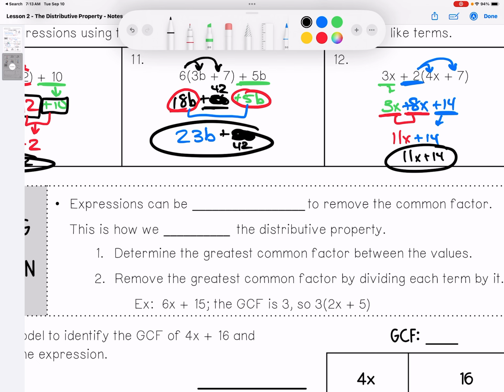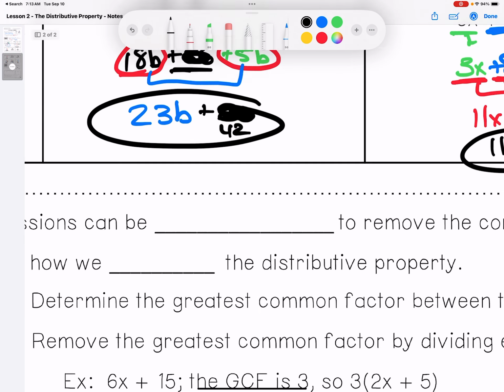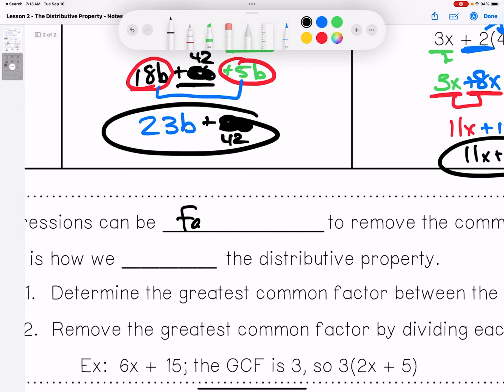Next, expressions can be factored. New word for you. Let's figure out what that is. To remove the common factor. This is how we undo the distributive property. So factoring is the opposite of distributive property, okay?